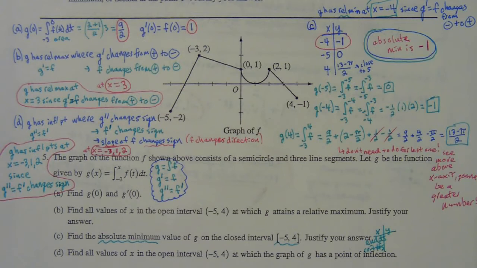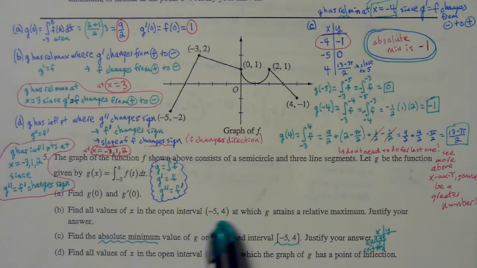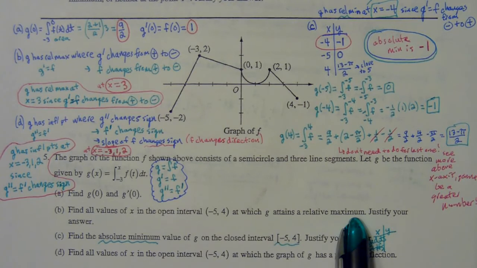I'm going to do B and D first because I think once you get the hang of these, you will like problems like B and D. Letter C kind of sucked a little bit there, but B and D, I think you'll like those as we go forward here. Now, for part B, it says, where does g have a relative maximum?